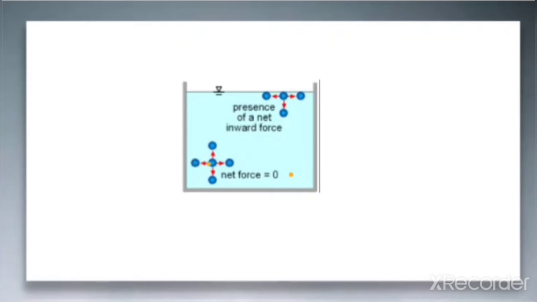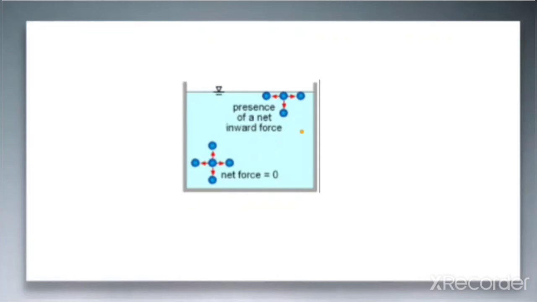But when you consider the molecule which is on the surface, in this example, this molecule only experiences a downward attraction because there are no molecules above the surface in order to attract it. So it will experience a downward pull, that is, a net force. So we can say that it has only an attractive force downward from the molecules below it because there are no molecules above it. So this creates an imbalanced force at the surface.